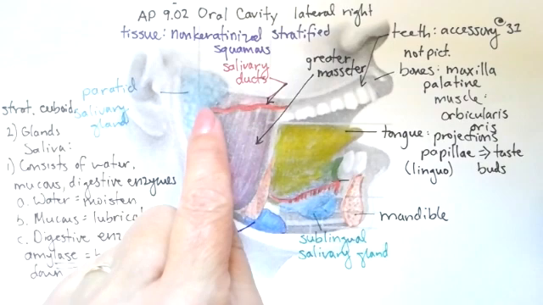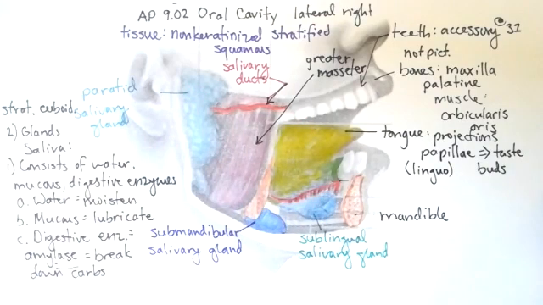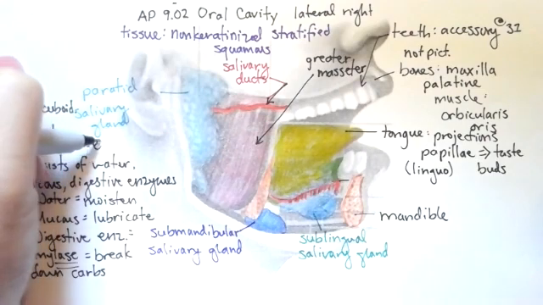But the ducts carry the saliva from the gland to the cavity. That makes this an exocrine gland. So the other thing we would want to say is that in terms of glands, A, it's stratified cuboidal, and B, these are exocrine glands.